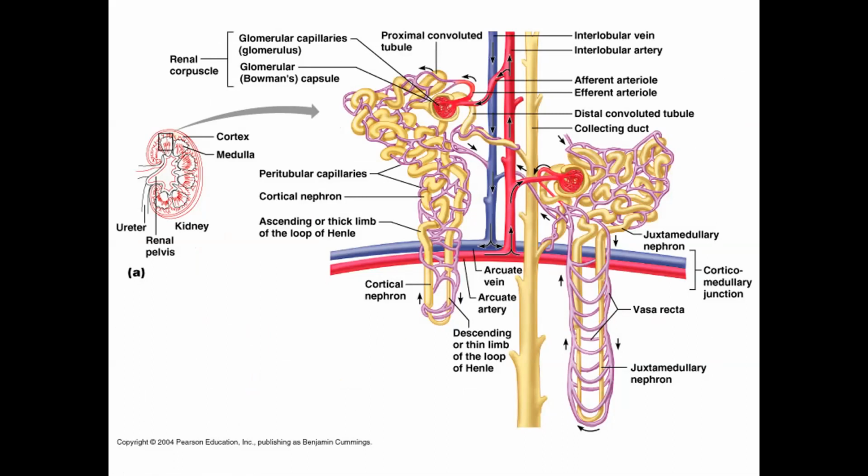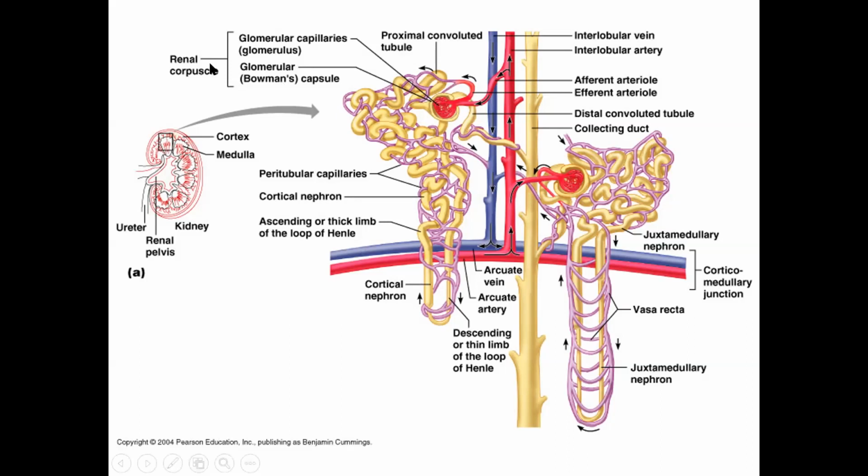For a typical nephron structure, there are 5 components. Number 1, glomerulars. Number 2, Bowman's capsule. Number 3, PCT. Number 4, loop of Henle. Number 5, DCT, distal convoluted tubule. That's it, the 5 parts of a nephron structure.